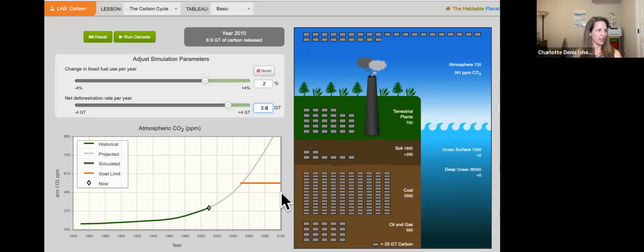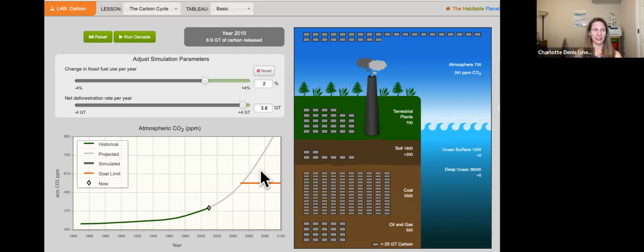And it also marks the goal limit at 550 parts per million. So that is, for a long time, was the value that was set by international climate experts as the value that we did not want to exceed, kind of like the point of no return. They've since revised that to actually be lower.